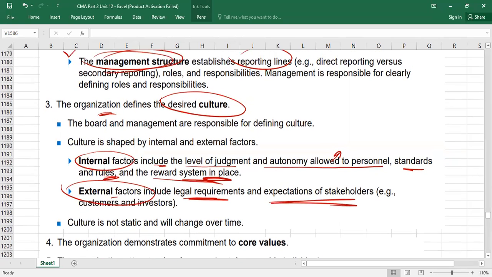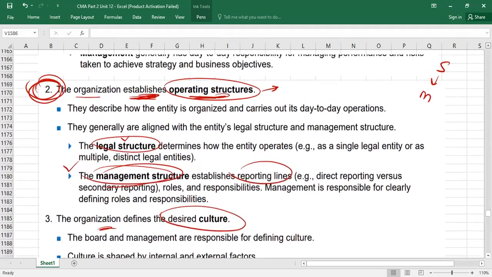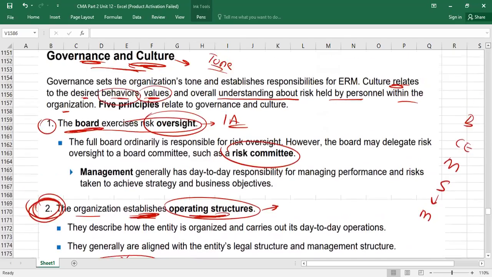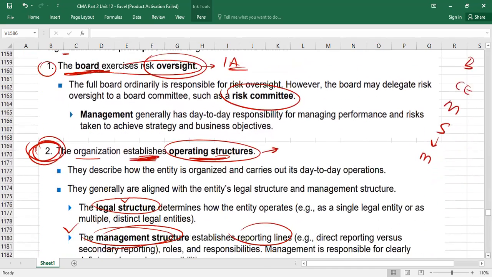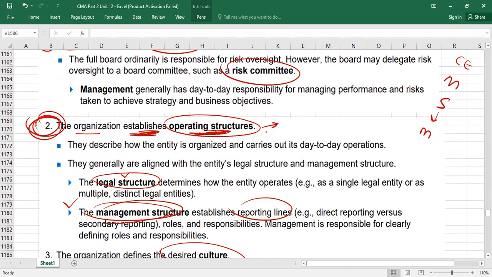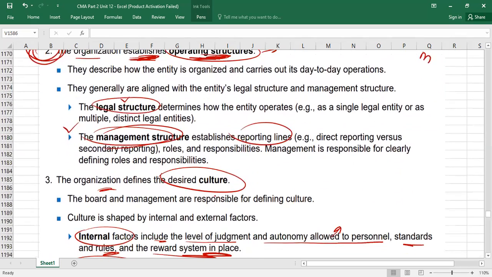The first thing was what? I'm talking about the first thing, guys: governance and culture, the first component. And there we have five principles. Principle number one: the board must exercise oversight role. Principle number two: operating structure must be established. Principle number three: the organization must define the desired culture also.